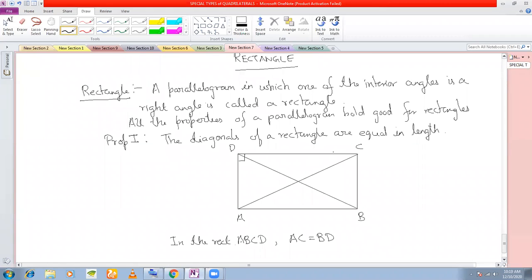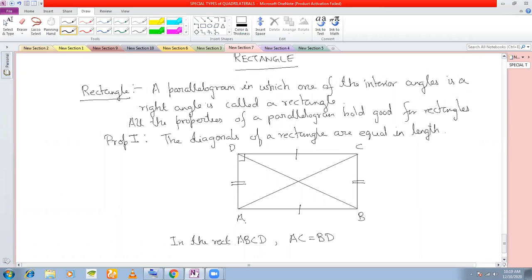Opposite sides are equal. In a rectangle, you have opposite sides equal, right? So when you're drawing a rectangle, this is 90 degree and you give these two also. So in a rectangle, you have opposite sides equal. Fine. So this holds for parallelogram as well as rectangle. The next property of parallelogram was the diagonals bisect each other. In this case also diagonals bisect each other.